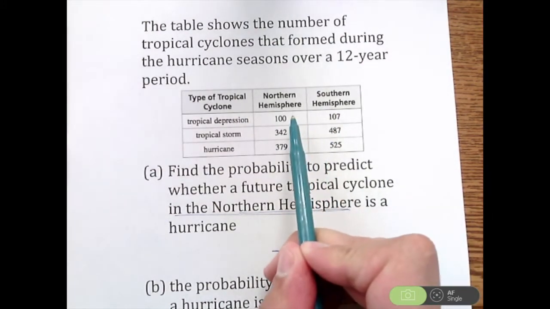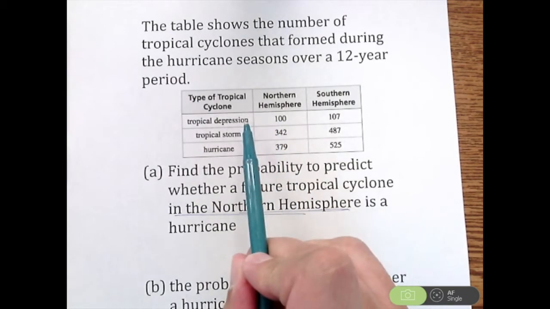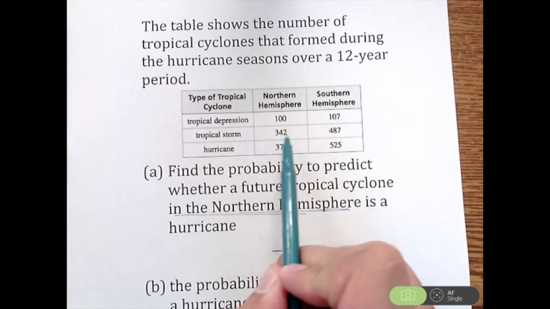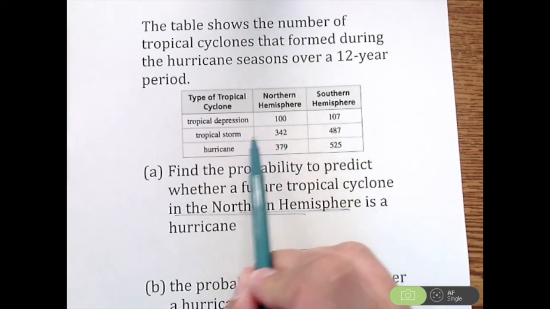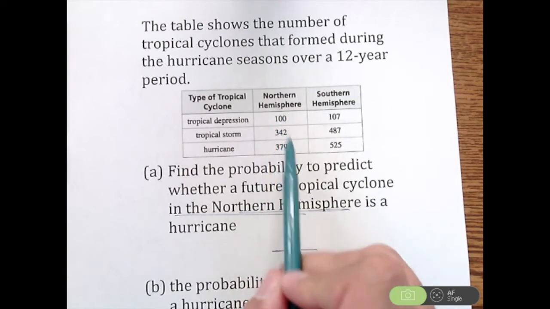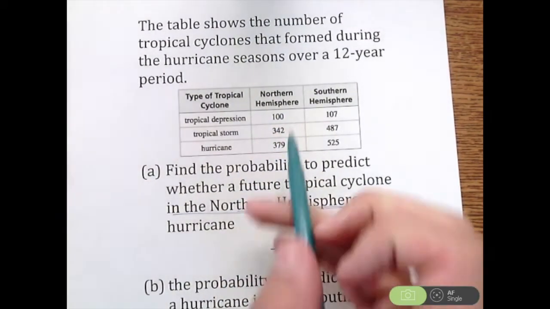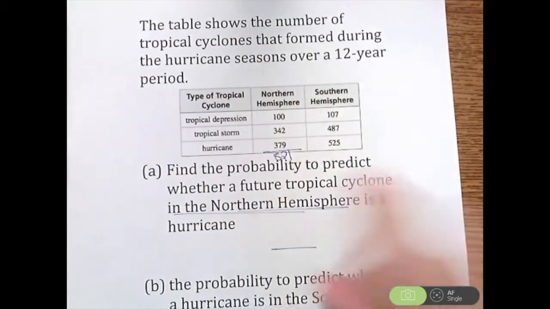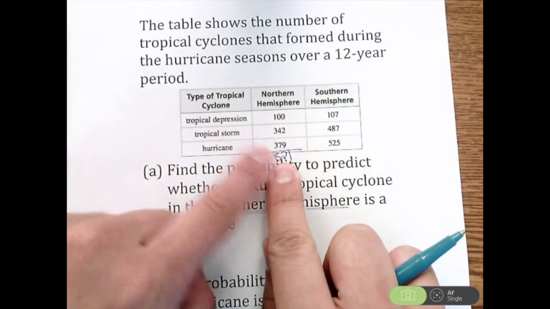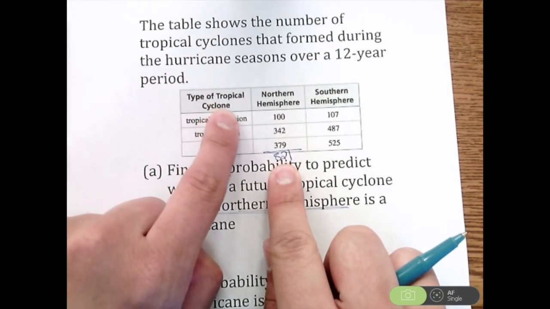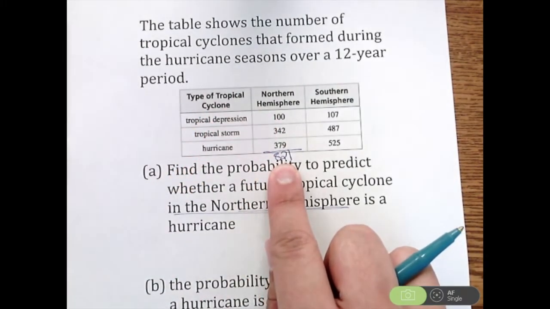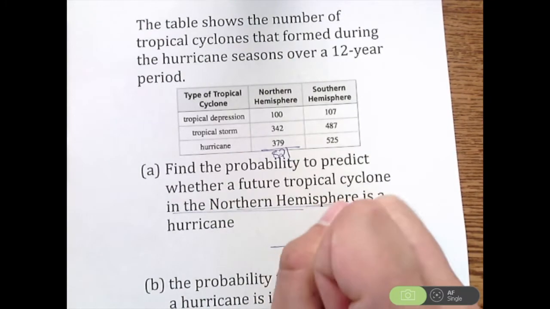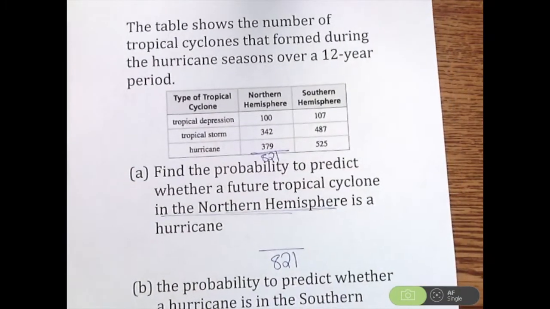Well, I have 100 northern hemisphere cyclones that are a tropical depression, 342 that are a tropical storm, and 379 northern hemisphere hurricanes. If you add all of that up, that's 821, because I just added up this total, 821 tropical cyclones in the northern hemisphere. So I'm dealing with 821 on the bottom there.